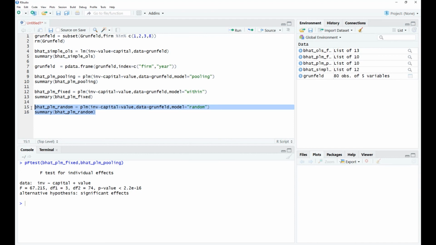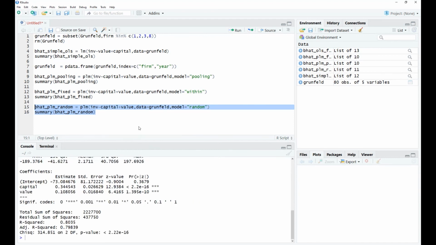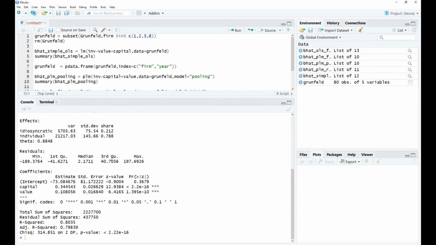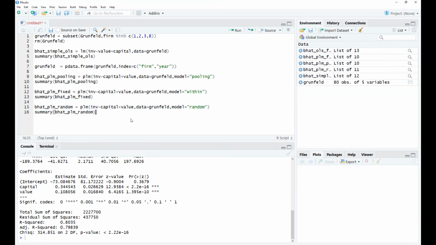So when we execute the model, then again we get the slope coefficient associated with capital and value, and those are again statistically significant. Now the question is, how do we determine which model to use? Well, again, there are two additional hypothesis tests that we can do. Now, in the first hypothesis test, we are only going to focus on whether we should be using a random effects model or the regular OLS model.